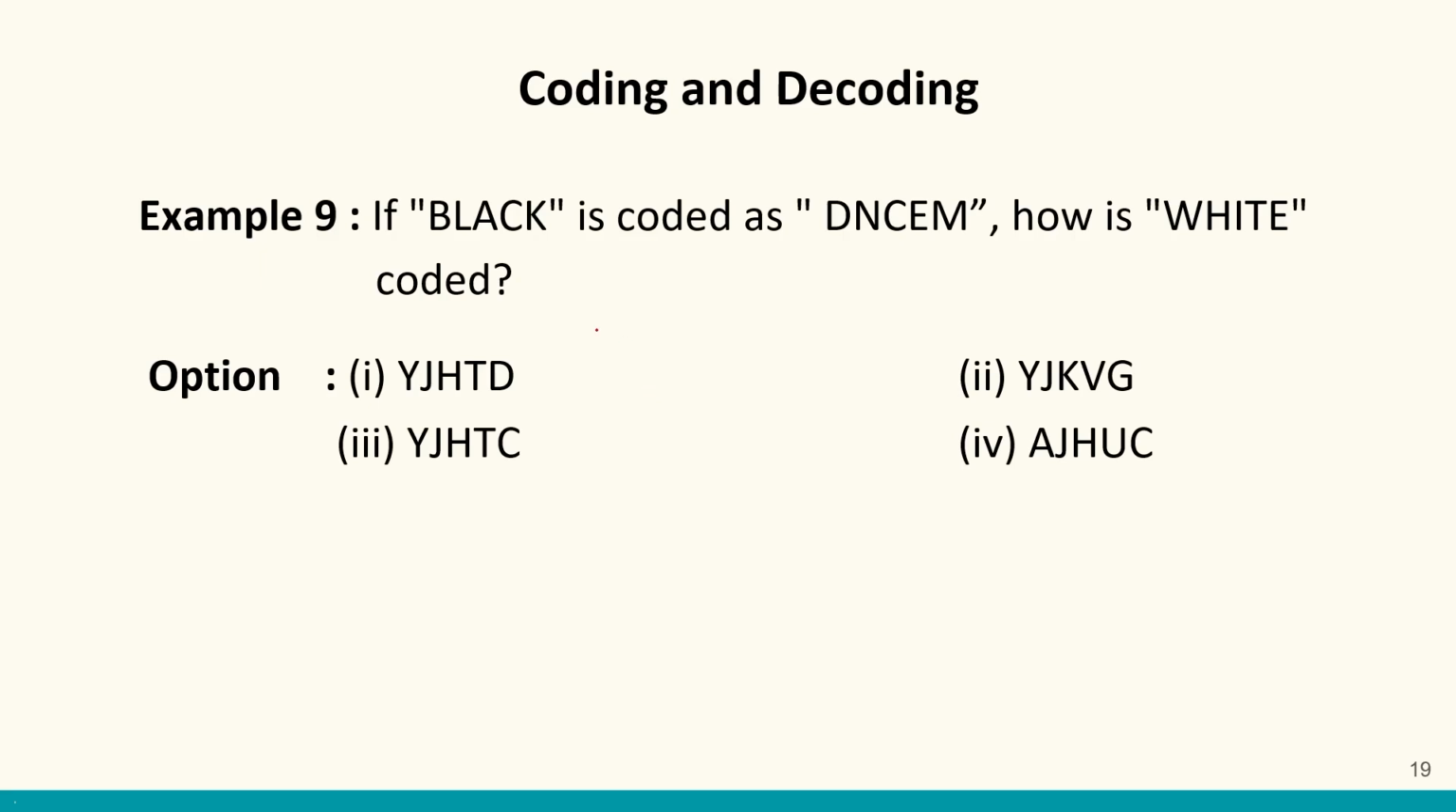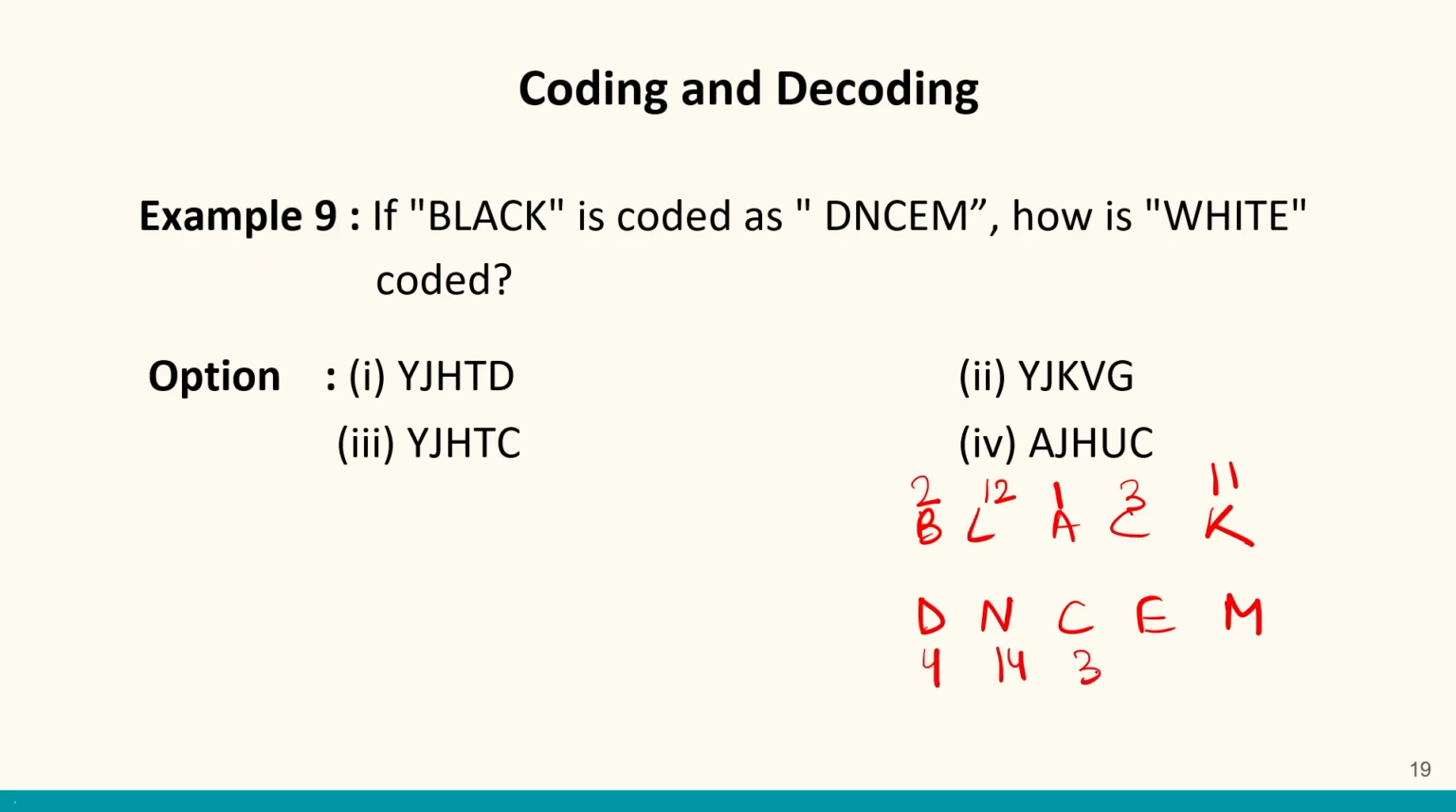So let us look at this question. Black is coded as DNCEM. So we have to figure out how white is coded. So let us write, black is coded as DNCEM. So position of B is 2, L position is 12, A position is 1, C position is 3, K position is 11. So over here I can see that D is 4, N position is 14, C position is 3, E is 5, and M is 13.